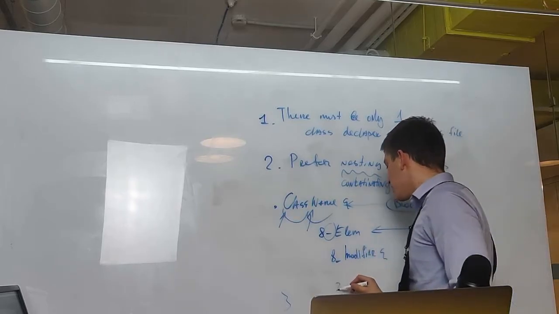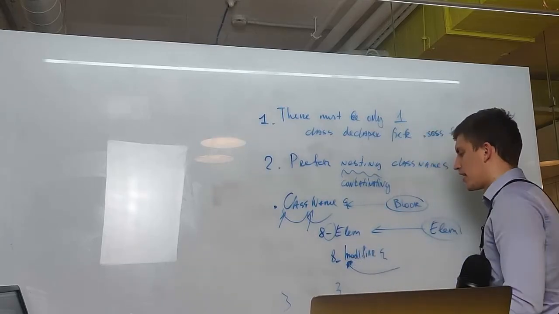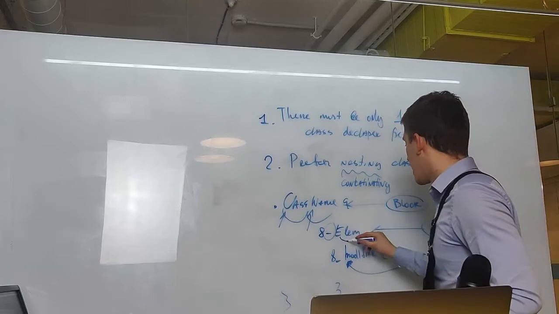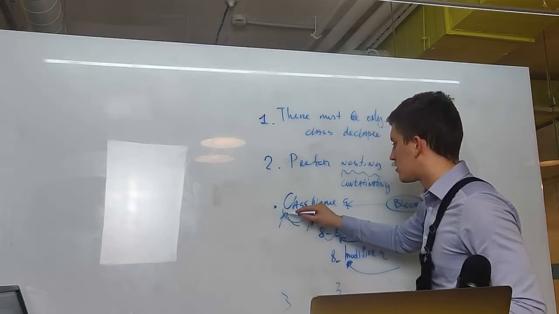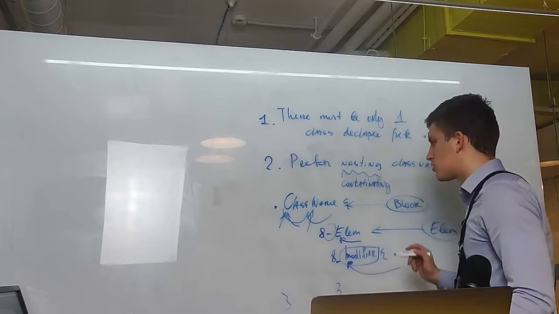And the modifier should start with a small letter, because it's not an element, it's just a state name. But the element and block start with a capital letter. Remember this. So modifier, there are 2 types of them.